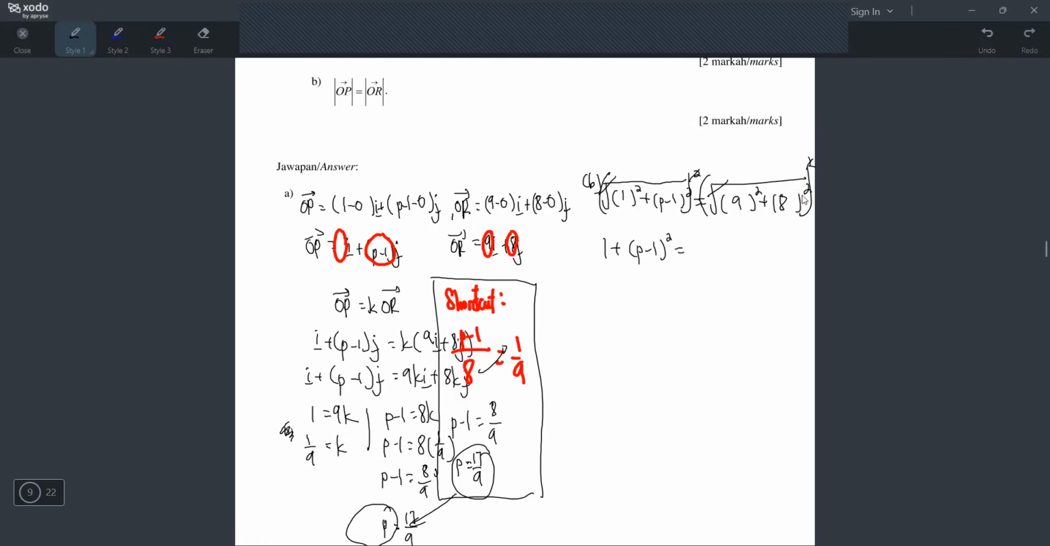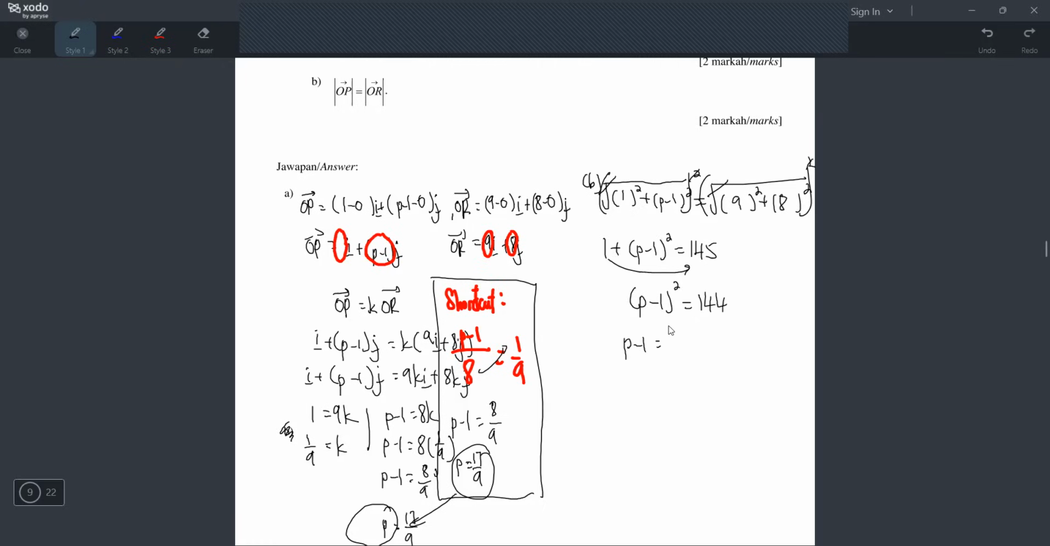And then 9 square plus 8 square. This one you just use the calculator. So what is 9 square plus 8 square? You will get 81 plus 64, which is 145. Right. So I'll just end up with 145 here. And since I'm finding p, I will move out the 1. So it becomes p minus 1 square equals 145 minus 1, which is 144.